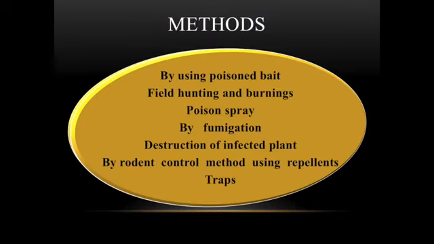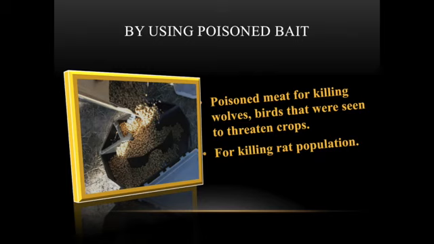What are the other methods used for biological control? By using poisonous bait, field hunting and burning, poisonous spray, fumigation, destruction of the infected plant, and rodent control methods using repellents and traps. Different methods used in biological pest control are poisonous bait, field hunting and burning, poison spray, fumigation, destruction of infected plants, and rodent control using repellents and traps.